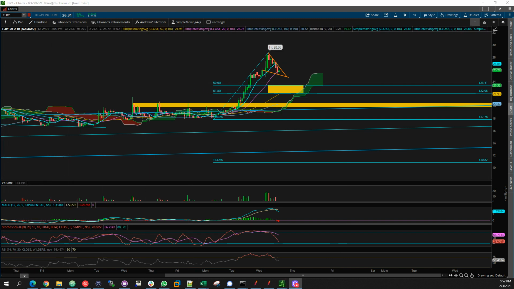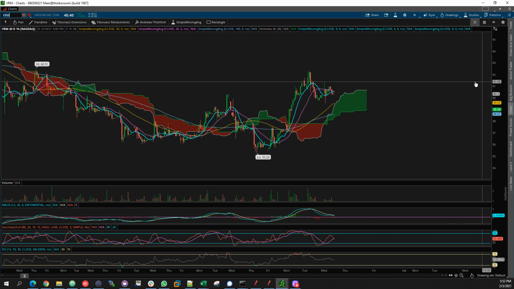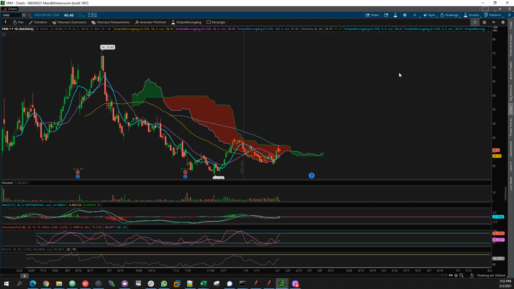Now, next up is VRM. Where did I hear this company? Are they doing like an auto sale, like automobile online sale? On the hourly, I do see a cup and handle, but I want to zoom out because I'm not familiar with the stock. Yeah, okay, this is good. You get a cup and a handle, okay? You're gonna say I'm always saying cup and handle, but what can I say? That's what I see, right?